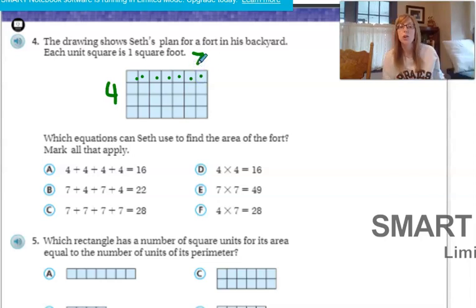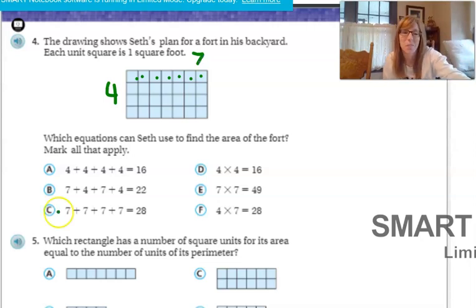So you know you have 4 groups of 7 or 7 groups of 4, because we know we can use the commutative property of multiplication. So now we have to go down and we have to look at A, B, C, D, E, and F. So go through, pause the video, and choose which one works.